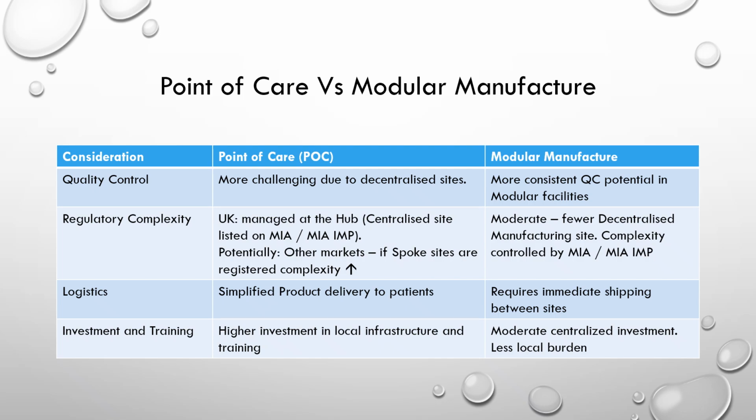Logistics is going to be very simple for point of care because it's going to be manufactured very close to the patient. And for modular, it will require shipping between the sites of administration and the modular manufacture site. Investment and training: it's going to be higher investment for local infrastructure and training because they're not set up primarily for that purpose. Whereas for modular manufacture, it's centralized investment and there's less burden for your local facilities.